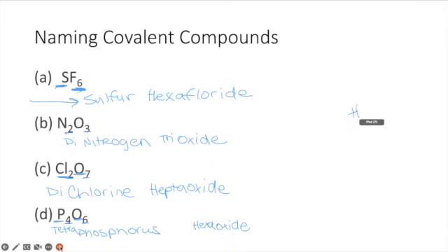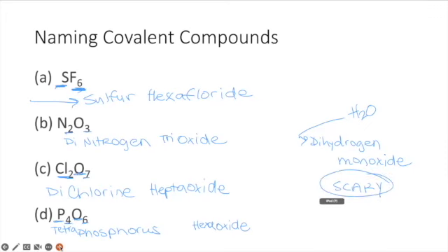So water, right? We know it's H2O. We call it water, but its real name is actually dihydrogen monoxide. I think that's funny because calling water dihydrogen monoxide makes it sound really scary, even though it's just water. Fun. All right.